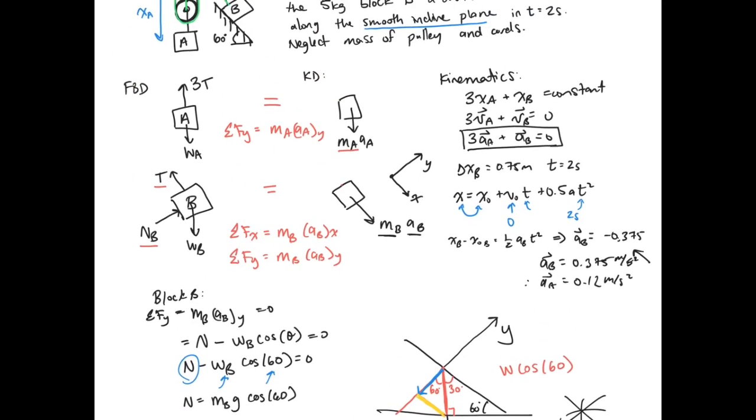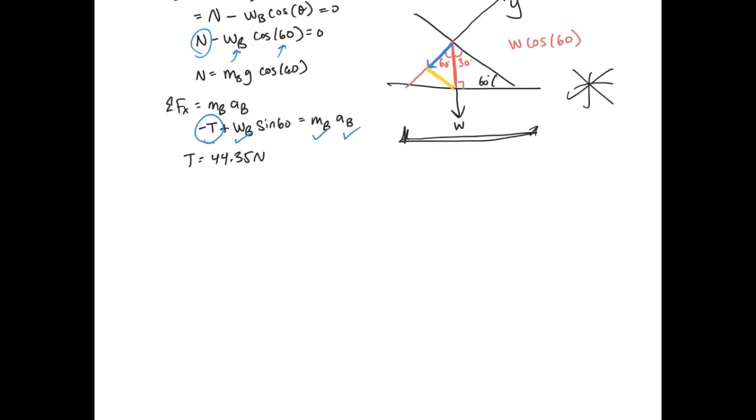Then we had 3T moving upwards minus the weight of A is equal to the mass times the acceleration going down. So I'll write that equation out quickly: 3T moving upwards minus the mass of A times gravity is equal to the mass of A times the acceleration of A. We already know the acceleration of A, we know the tension, and then we solve for the mass of A, and the mass of A is equal to 13.7 kilograms.